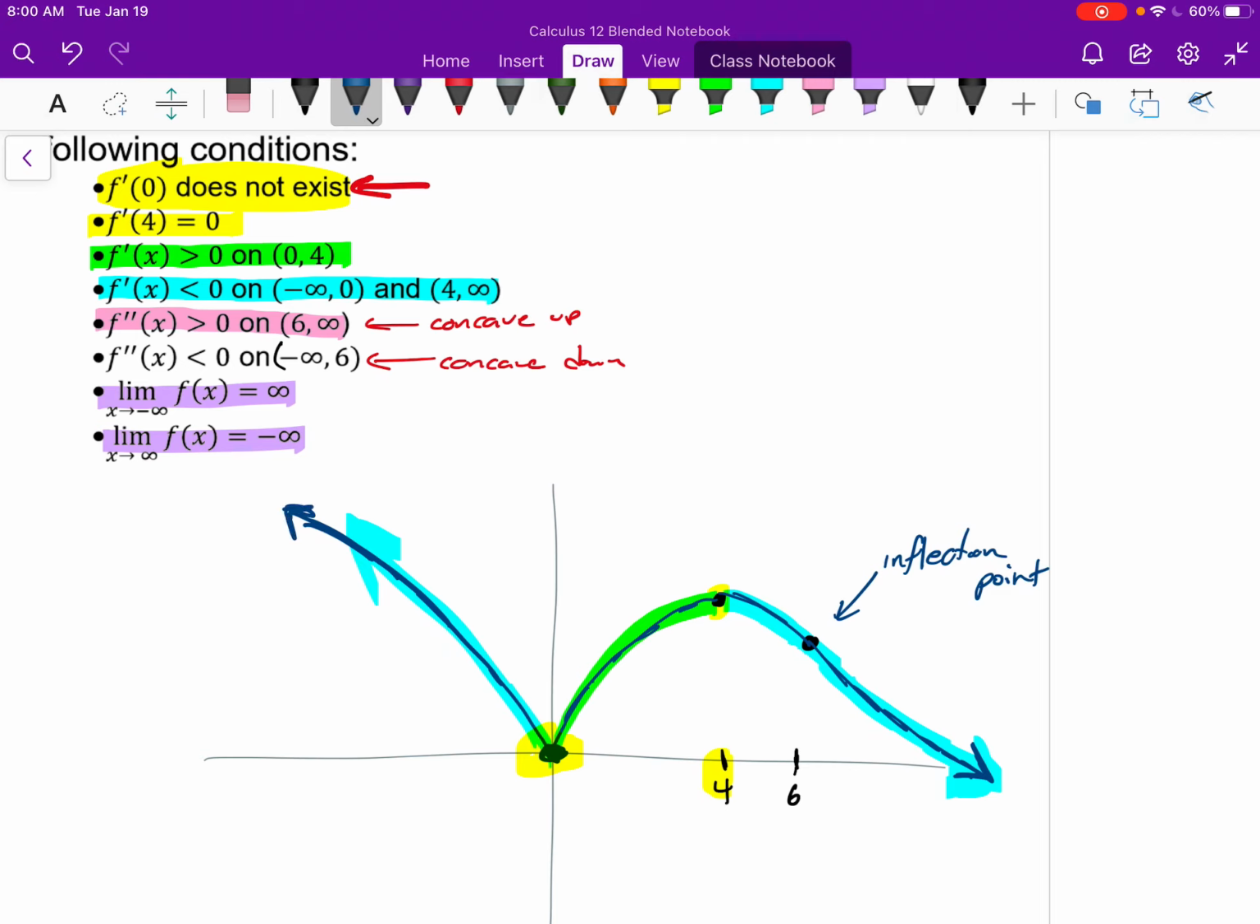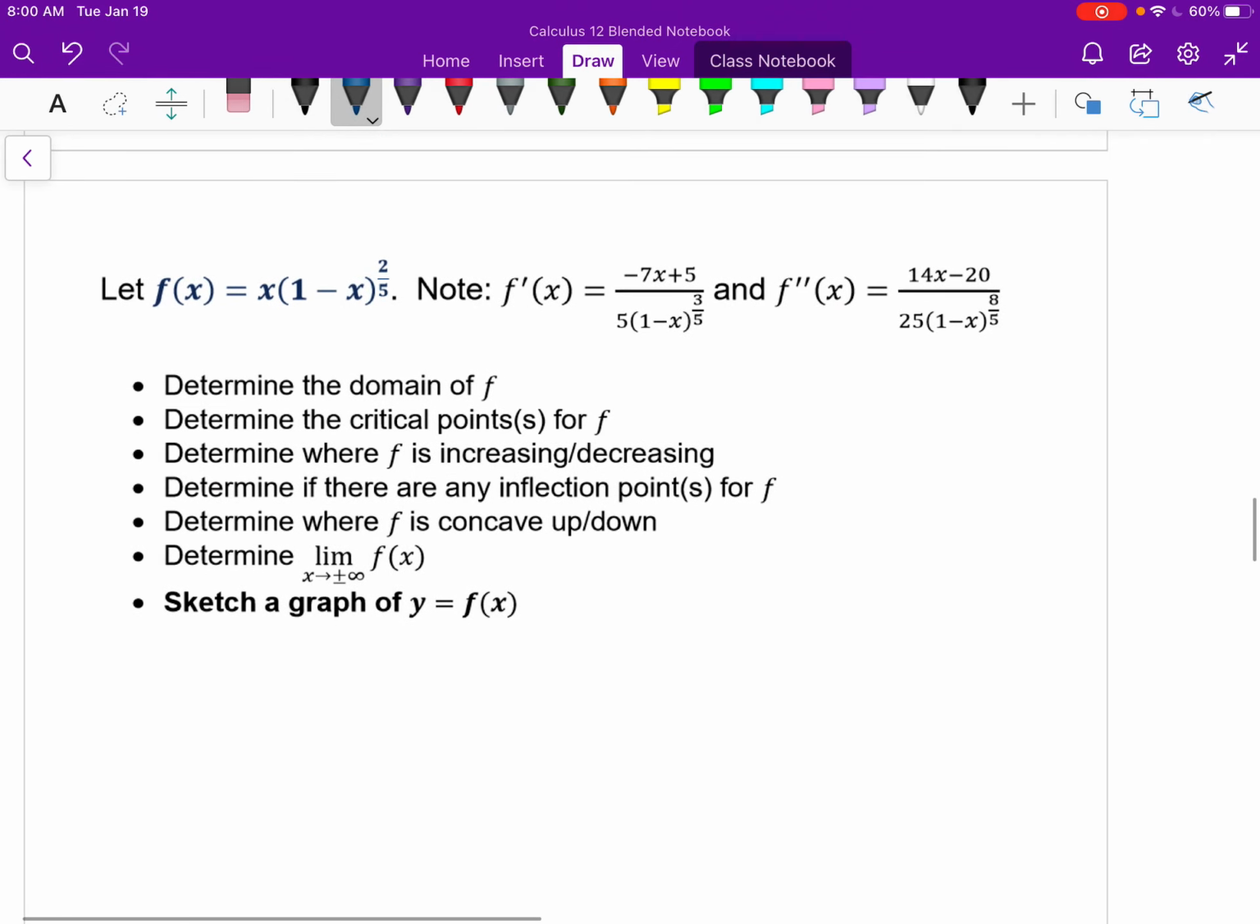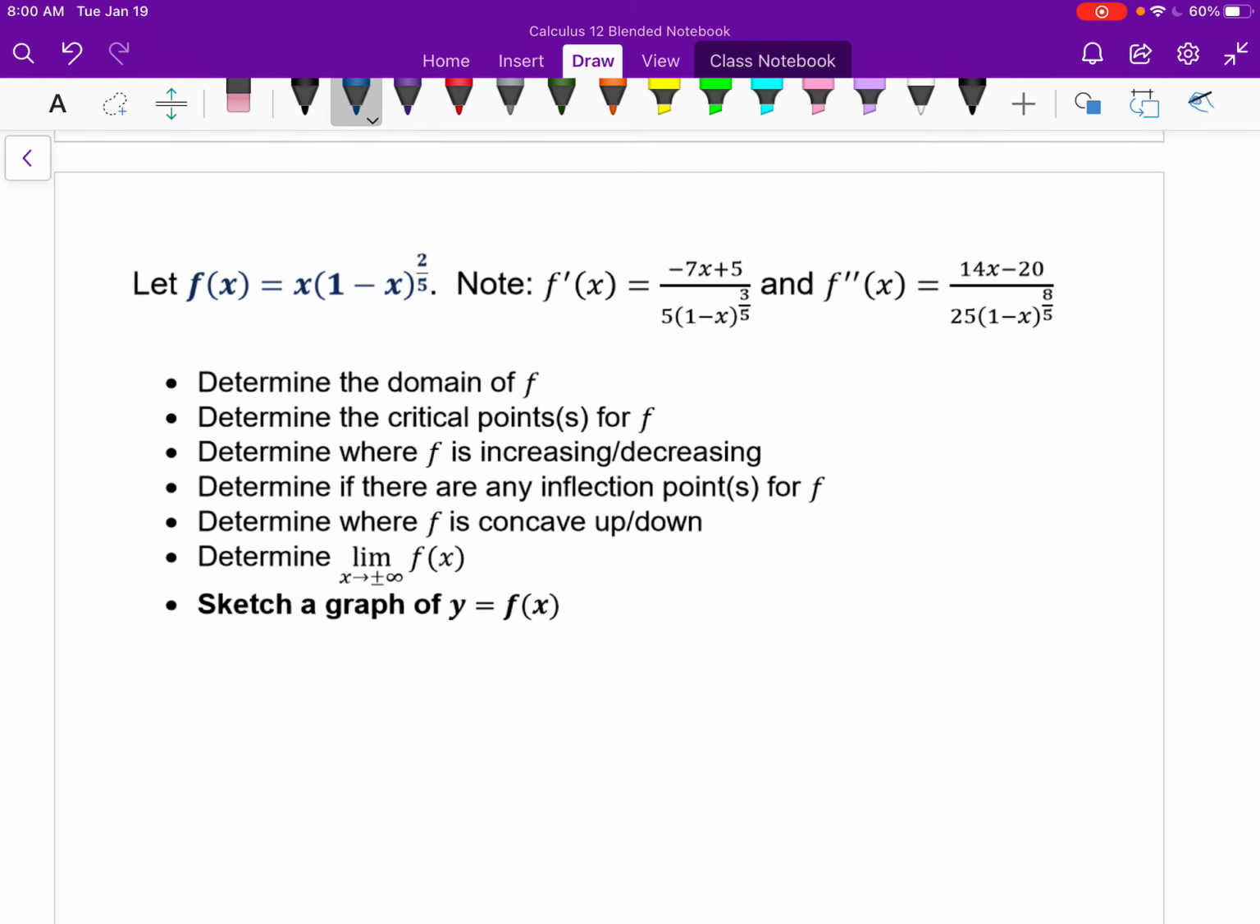All right, so the last one, same idea, but I've given you some derivatives and equations. I've given you the function, the first derivative, and the second derivative. They're all given for you. But our goal in the end is the same thing. It's to sketch a graph of f of x. And we'll end up performing a similar sort of task as we did before.